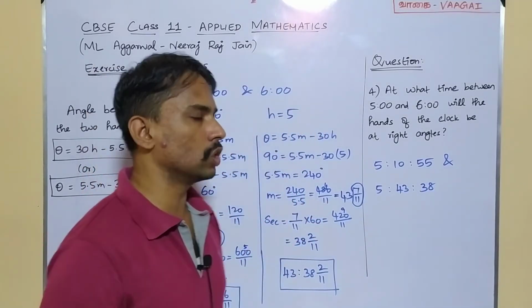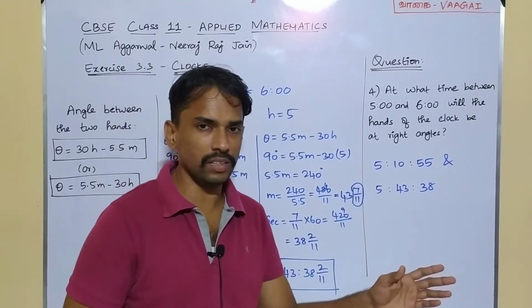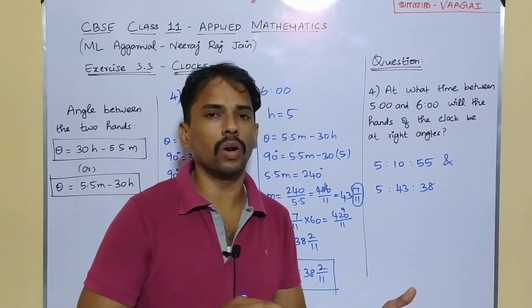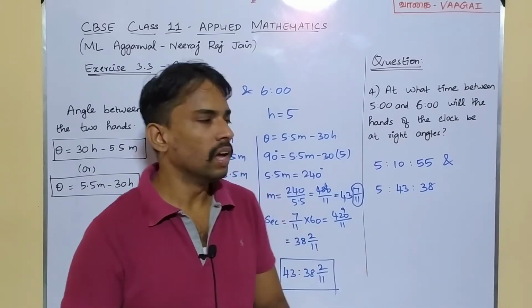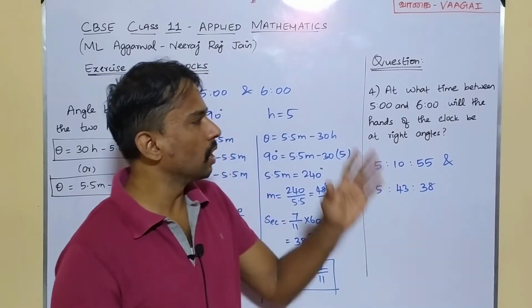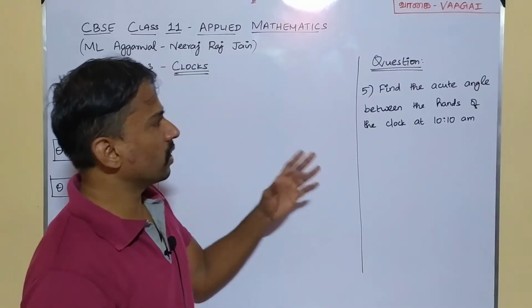So these are the two situations. 5 hours 10 minutes 55 seconds, and 5 hours 43 minutes 38 seconds are going to be the two situations where the hour hand and minute hand are going to be at right angles between 5 and 6. These are the answers. Next question, question number 5 with us.